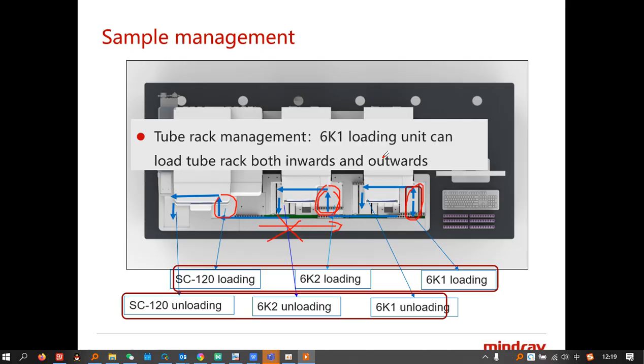So if the customer selects one BC 6000 and the other one is 6200, it means one analyzer has the RET channel, another doesn't have. So we need to install the high configuration 6200 as the 6K2, and the low configuration analyzer as the 6K1. This is the key point.